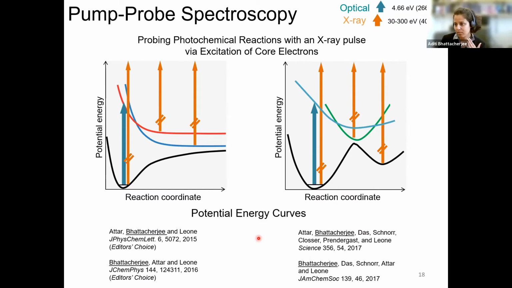And the X-ray pulse can project the core electrons into the changing valence orbitals of the molecules. And it can do this from both the ground state reactant all the way to the photoproduct and the entire transition state region in between. So we think of this as a very useful universal probe of molecular dynamics.